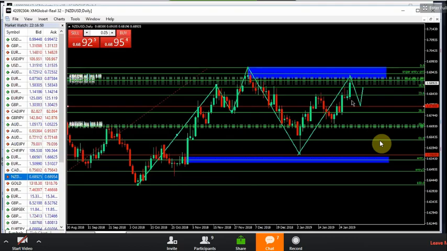And then as you can see, we have a base. So right now the setup is not yet valid. You only have to wait for the setup to break this level and maybe come to this level, and then that's when you can consider it as our trade setup. Right, guys? Are you with me?